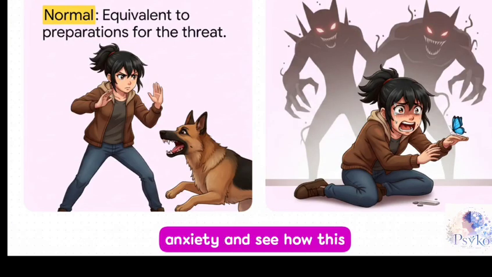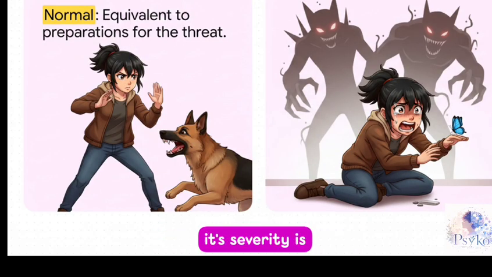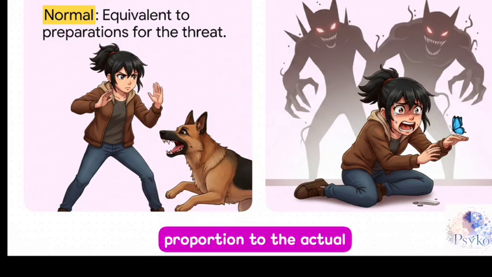Let's move to anxiety and see how this builds into our framework. Anxiety itself is a perfectly normal mammalian survival response, right? It prepares us for flight or fight when we're facing real danger. But it crosses the line into abnormal pathology when its severity is completely out of proportion to the actual threat, or when it vastly outlasts the danger itself. At that point, it stops being a helpful preparation tool and mutates into a crippling barrier.